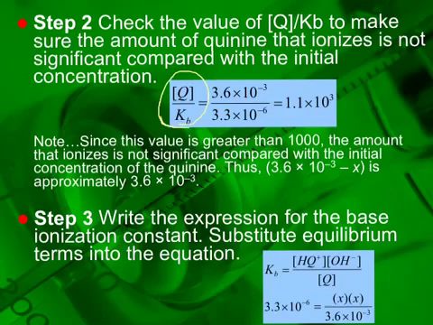So instead of writing 3.6 times 10 to the minus 3 minus x in our denominator, we can just write 3.6 times 10 to the minus 3. So here is our simplified equilibrium expression, and now we can go on and solve for x.